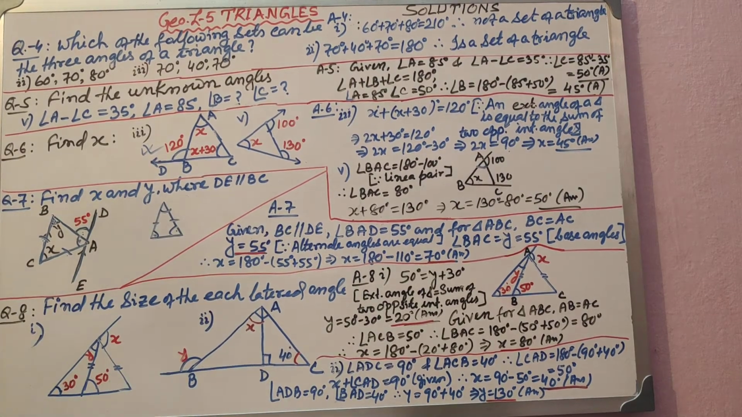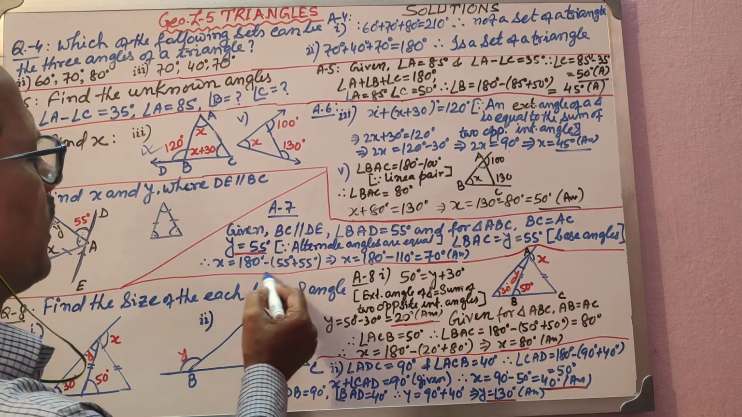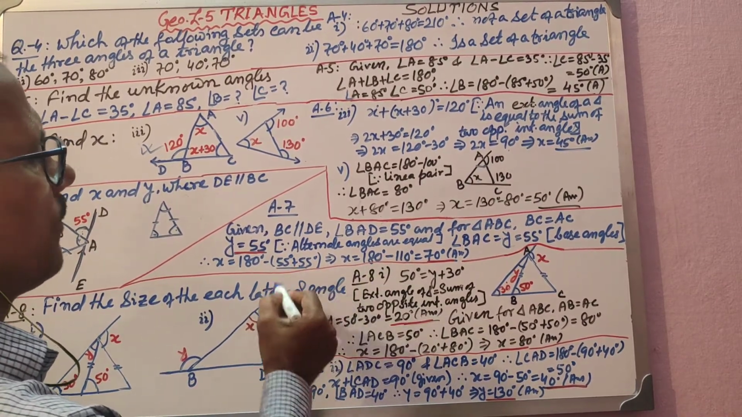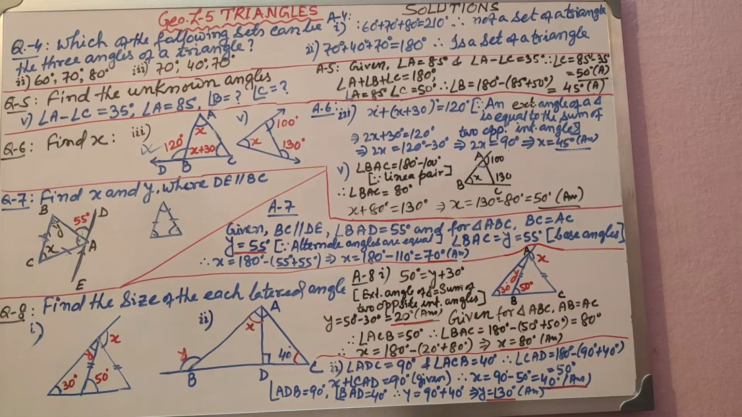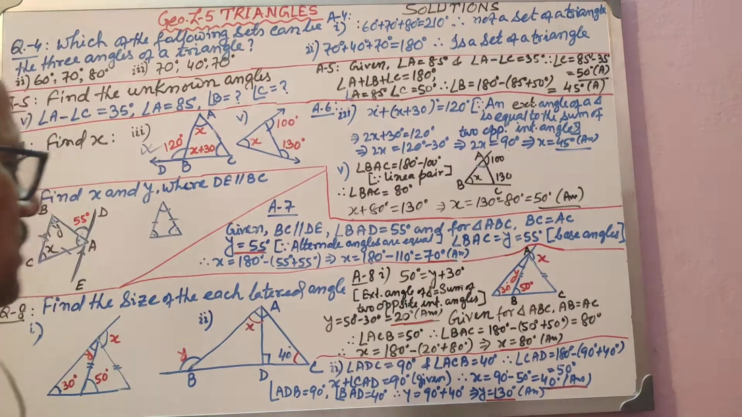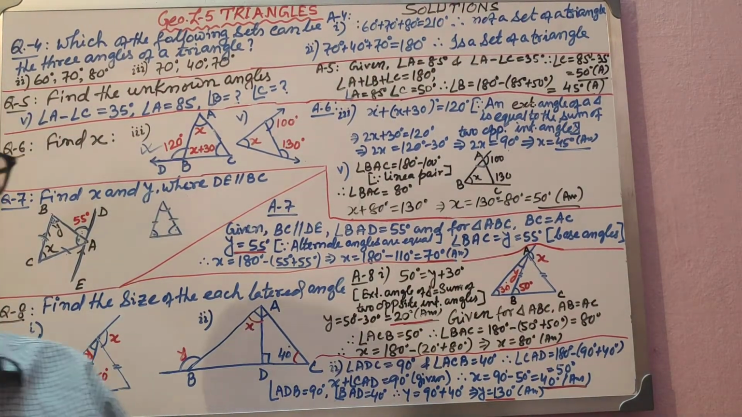x is very simple, 180 minus 55 plus 55. That is what you have done. x is equal to 180 minus 55 plus 55. x is equal to 180 minus 110 if you do it, and 70 degrees. It's very simple. You have to write down why base angles are equal. Write down that logic. Now moving on to question number 8, again very simple sums I have taken.